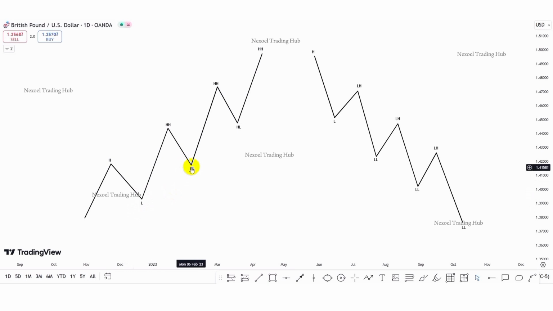This low is higher than the previous low. The same applies to this one: this high is higher than this, so it is still a higher high. And then again there is a new higher low. So basically, in a bullish market condition, you'll be looking to see the market creating higher highs and higher lows, and where we pay attention to taking our entry is at the pullback.